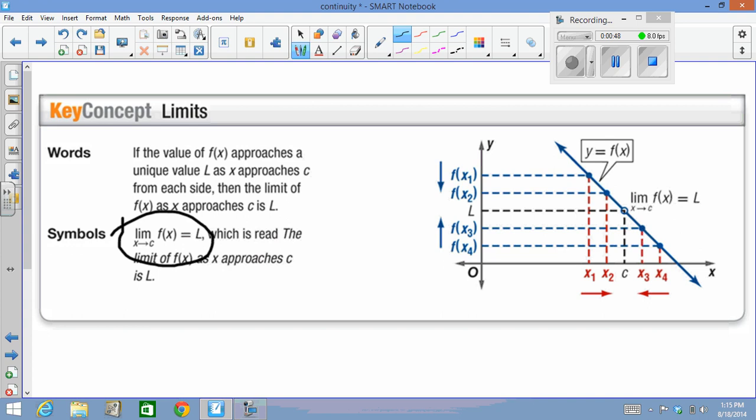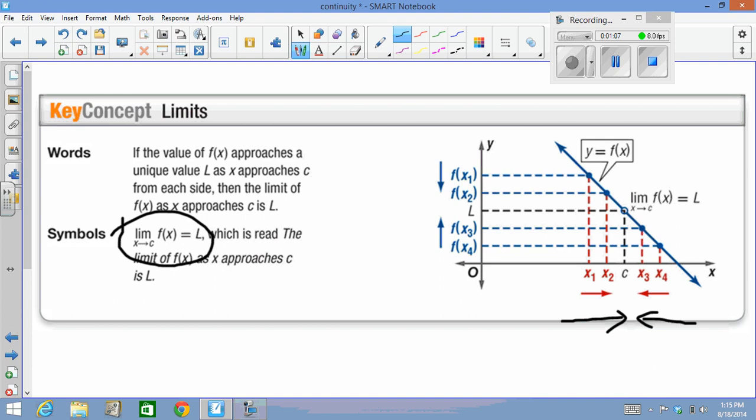So if I look over here at the graph, I have x1 and x2. So x1 and x2, they're getting bigger and bigger, so they get closer to c. And on the other side, as x approaches from the left, x is going to go from x4 to x3. So it's getting smaller and smaller until our x value is actually c.